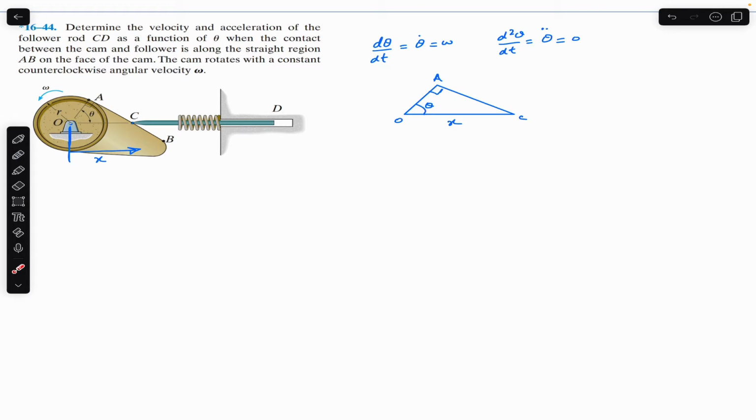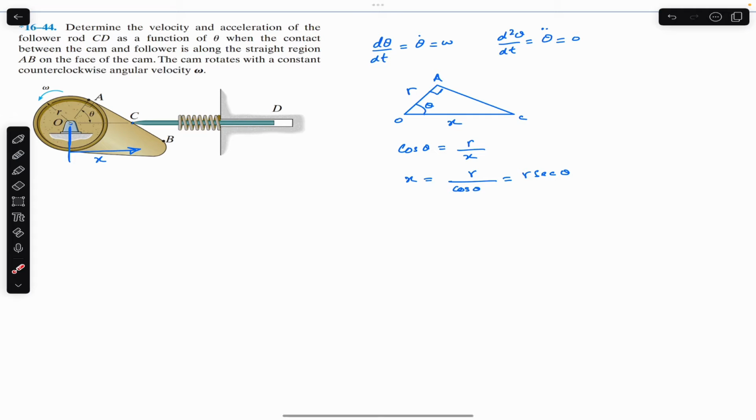So we can apply cos of theta. Cos of theta will be this base divided by hypotenuse. The base is AO, and AO is the radius, right? So AO length is radius. So we can say that cos theta is r divided by x, and from this equation we can say that x is equal to r divided by cos of theta, or 1 divided by cos of theta is secant theta, so x equals r secant theta.